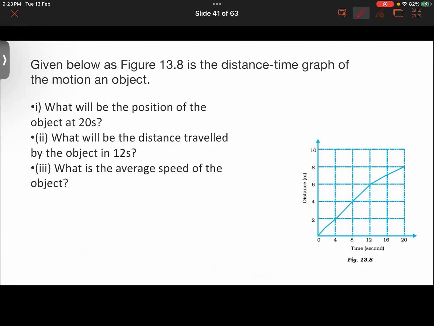Okay, look at this question. The distance time graph of the motion of an object has been given. First question asks, what will be the position of the object at 20 seconds? Simply look at the corresponding value on the y-axis. That is 8 meters. Okay, now Sundus, you answer question number 2. What will be the distance traveled by the object in 12 seconds?